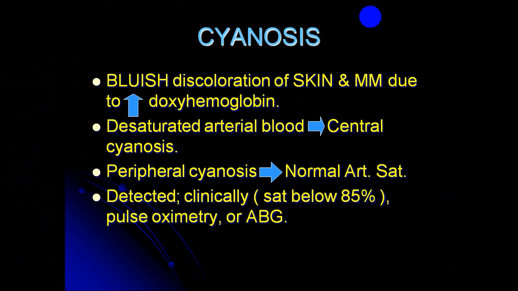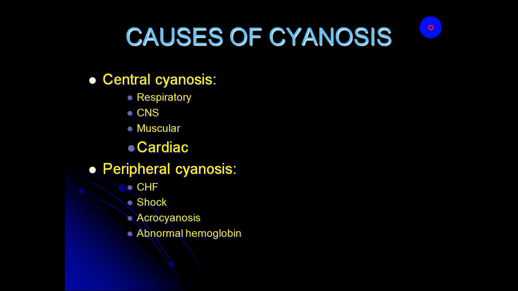Firstly, you have to know what cyanosis is. A bluish discoloration of skin and mucous membrane due to increased deoxyhemoglobin. Desaturated arterial blood gives us central cyanosis, while peripheral cyanosis has normal arterial saturation. Detected clinically, I mean saturation below 85% of oxygen by pulse oximetry or by arterial blood gas analysis.